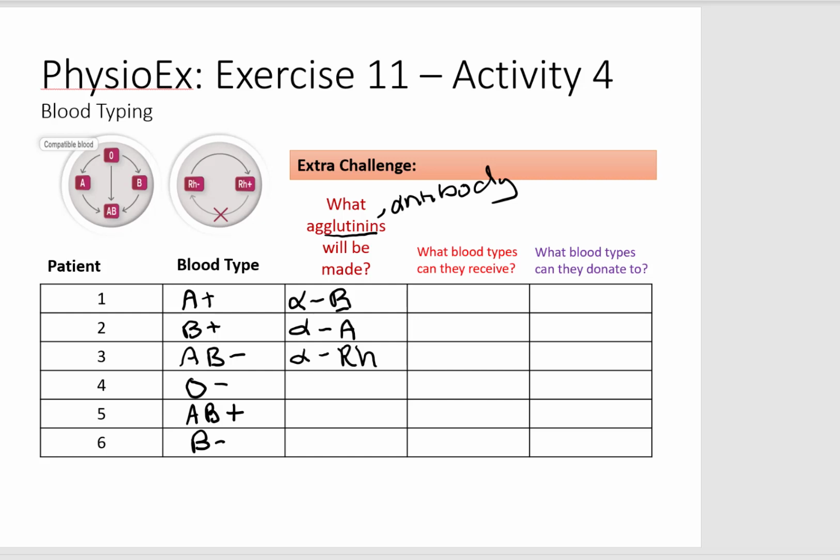And for those of you who have watched the blood typing video, you know that this RH factor is not as antigenic. That means it's not as likely to provoke an immune response. But look, if someone is RH negative and they're exposed to RH positive blood, maybe they won't have a severe reaction at first, but if they keep getting exposed, it could get bad.